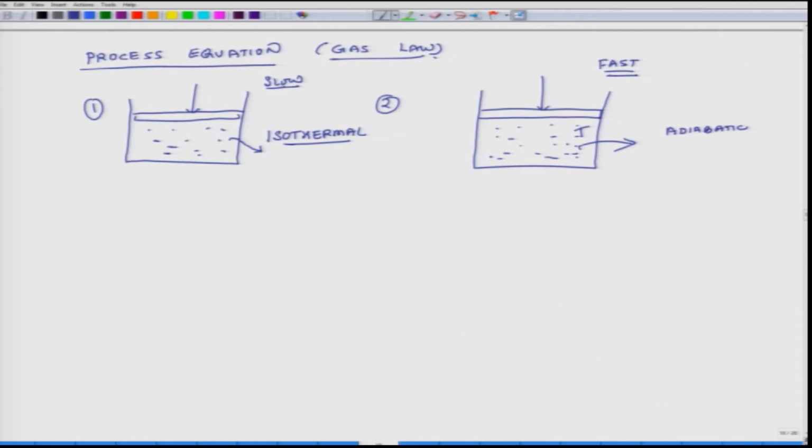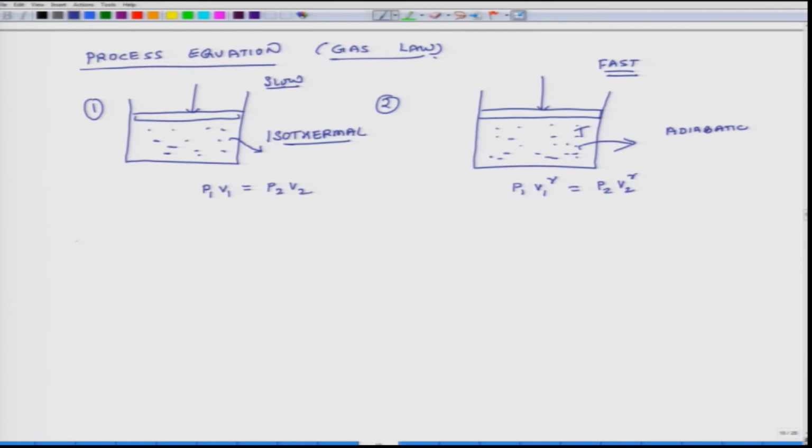So the system could be the same, but based on the nature of the process, the gas law would be different. In the first case, what will be the gas law? It will be P1 V1 equals P2 V2, and in the second case the process will be P1 V1 to the power of gamma equals P2 V2 to the power of gamma. And then there are other processes also, which could be polytropic or isobaric in nature, and so on.